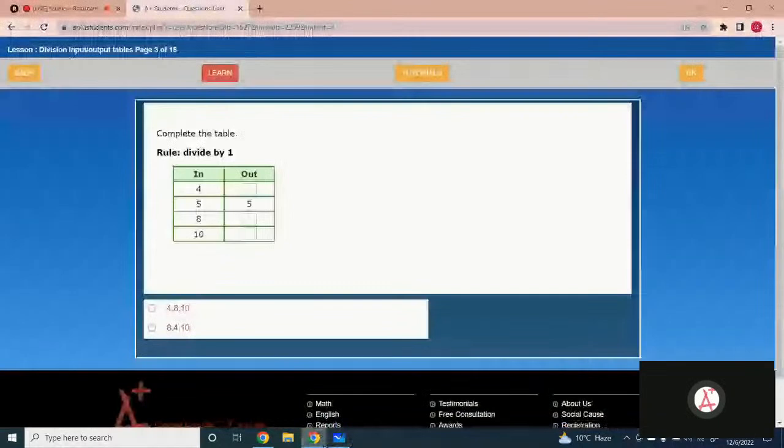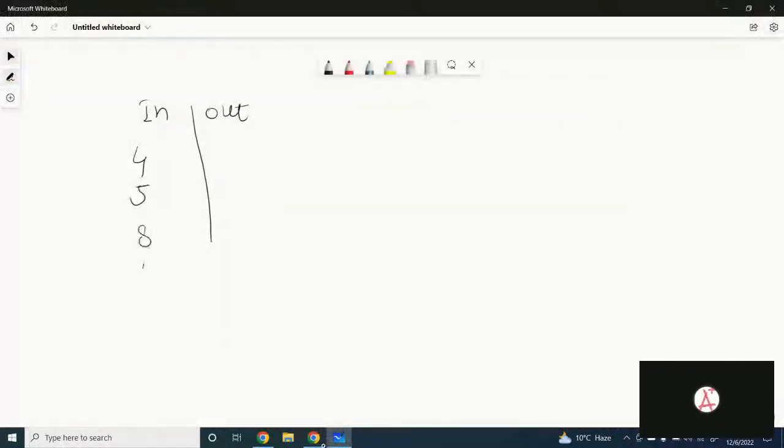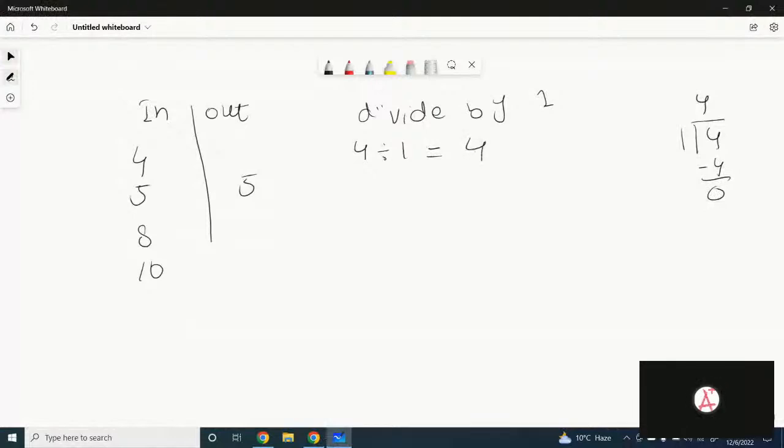Okay, the input values are 4, 5, 8, and 10. And the rule is divide by 1. You have to divide each input value by 1. Got it? Like the first input value is 4, you have to divide 4 by 1. 1 times what number is 4? 1 times 4 is 4. That means 4 divided by 1 is 4. Any number divided by 1 equals the same number.